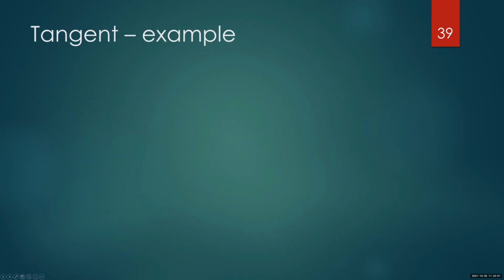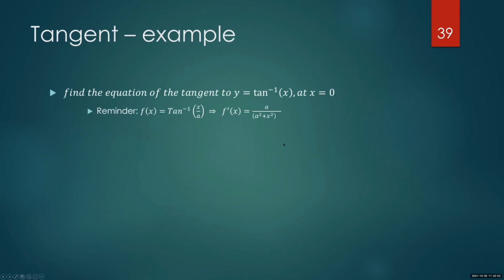And so we can move on to an example. Find the equation of the tangent to y is equal to arctan of x at x equal to 0. The reminder here: if f of x is equal to arctan of x over a, f dash of x is equal to a over a squared plus x squared. And so using that rule, f of x is equal to arctan of x, f dash of x is equal to 1 over 1 plus x squared.